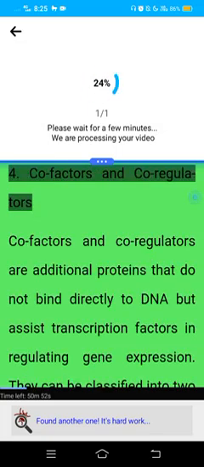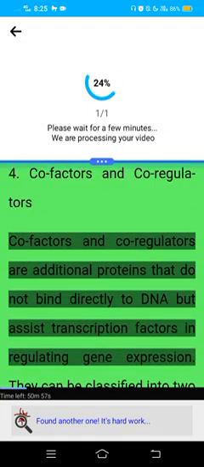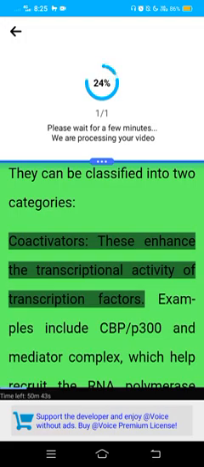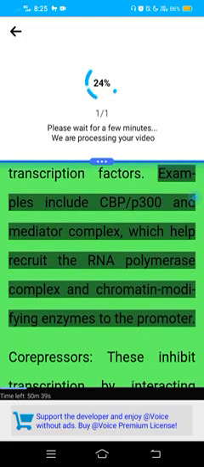4. Cofactors and co-regulators. Cofactors and co-regulators are additional proteins that do not bind directly to DNA but assist transcription factors in regulating gene expression. They can be classified into two categories. Coactivators. These enhance the transcriptional activity of transcription factors. Examples include CBP/p300 and the mediator complex, which help recruit the RNA polymerase complex and chromatin-modifying enzymes to the promoter.